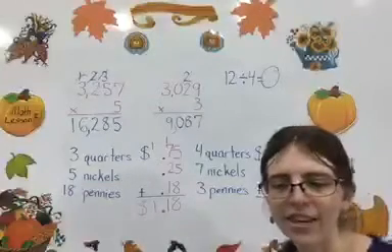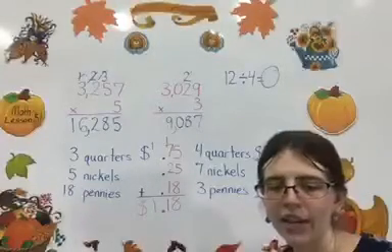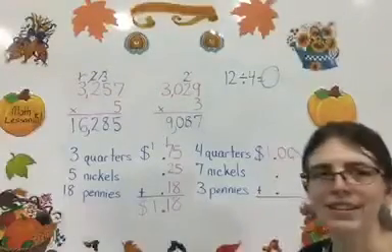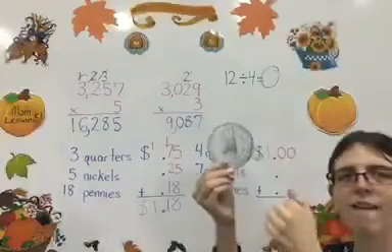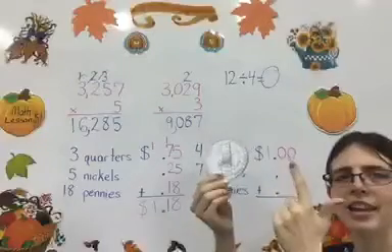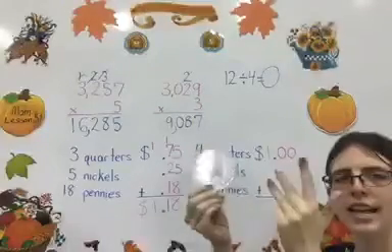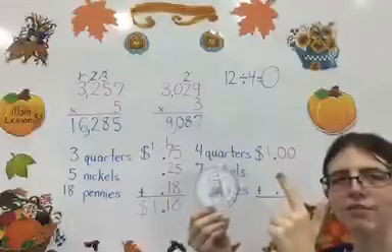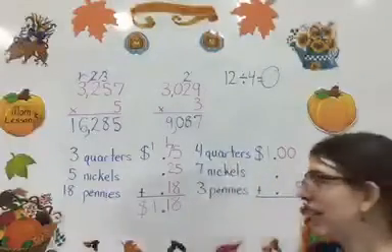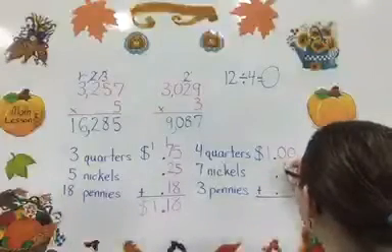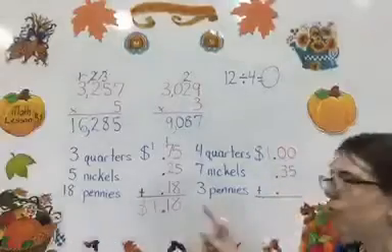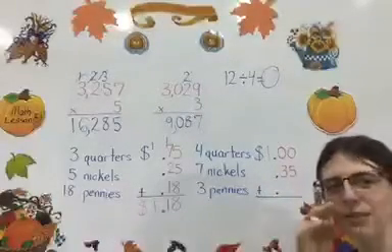Okay, 7 nickels. So we have our nickel. Okay, we need to count it 7 times. 5, 10, 15, 20, 25, 30, 35. That's 7 nickels, so that's 35 cents. And 3 pennies. So how many cents is 3 pennies?